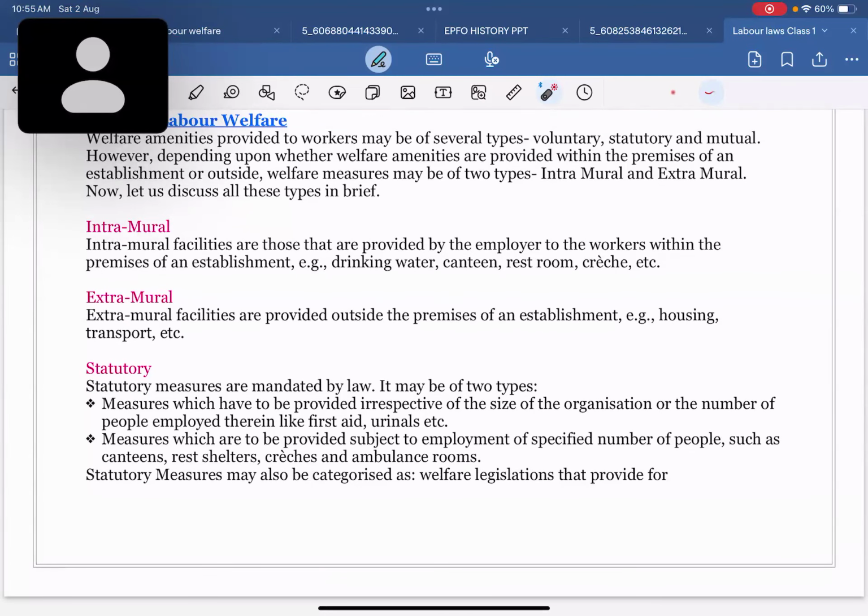Statutory measures are mandated by law. They may be of two types: measures which have to be provided irrespective of the size of the organization or the number of people employed therein, like first aid and urinals, which we have understood. And measures which are to be provided subject to employment of a specified number of people, such as canteens, rest shelters, creches and ambulance room. Okay?